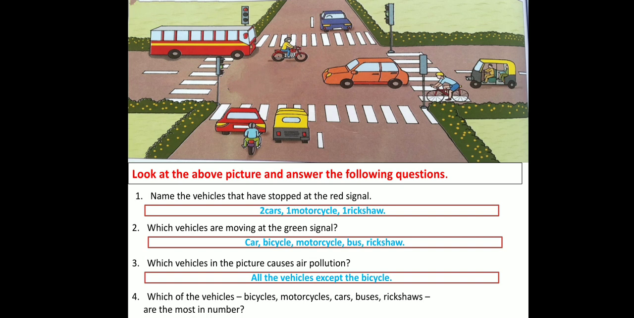The next question, which of the vehicles, that is the bicycle, motorcycles, cars, buses, rickshaws, are the most in number? So from all the 5 vehicles that you can see in this picture, which are the most in number? So let's count. The bicycle is just 1, the bus is 1, motorcycles are 2, auto rickshaws are 2, the cars are 3. So which is the most? Well, yes, it's the cars. They are 3 in number.